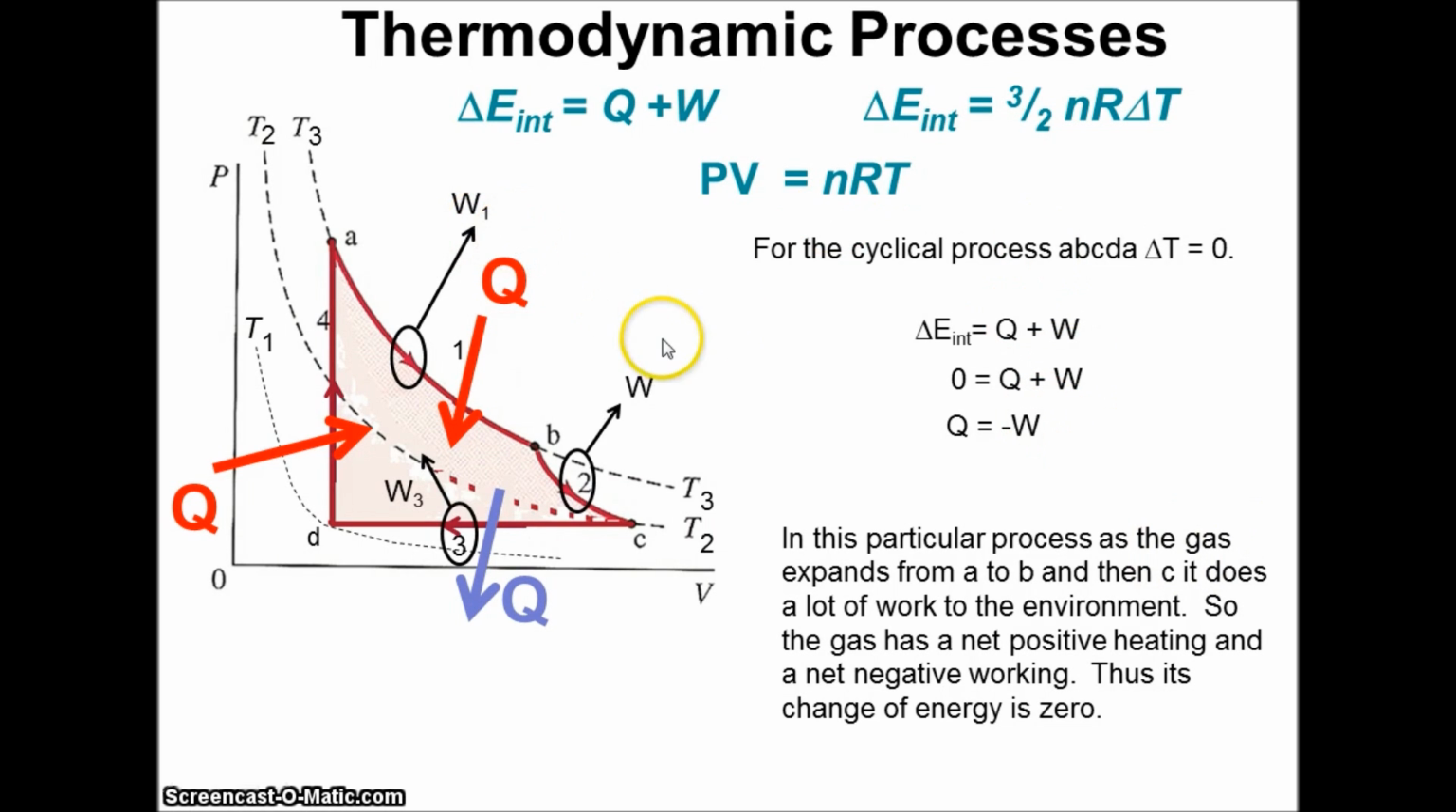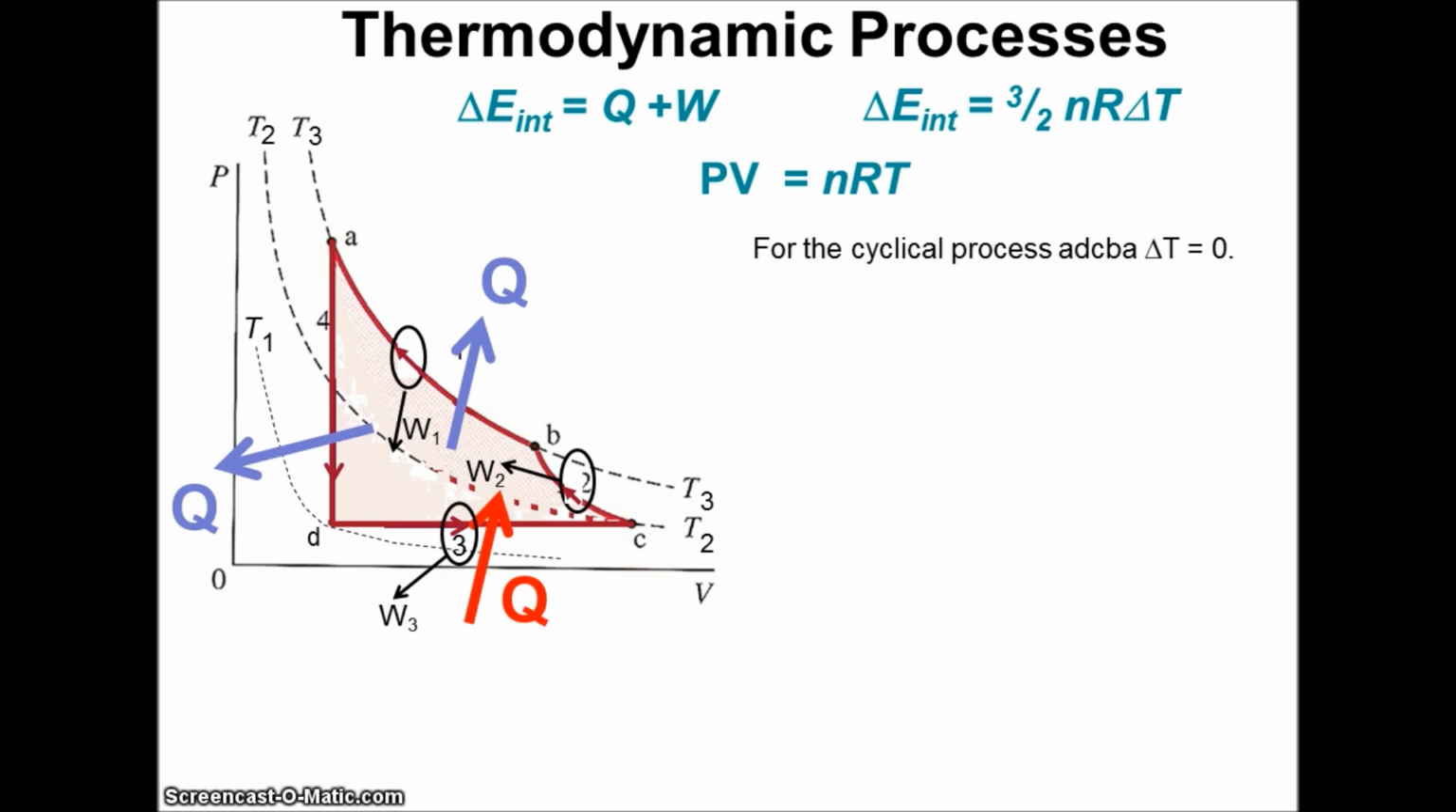We can see that W1, I didn't label this one, I should have called this W2, is going to be greater than this W3 coming into it. So there's a net work going out and there's a net heat coming in. And the total change in energy is 0 because those two heats coming in minus the heat going out will be equal to the works going out minus the work coming in.